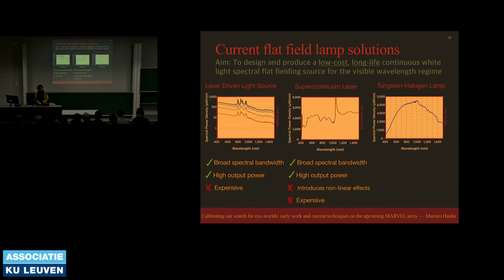The closest competitor that we had to what we chose as a white light source was the tungsten halogen lamp. And this has a broad spectral bandwidth. It is inexpensive. It does technically cover the visible wavelength regime. However, you can see that towards the bluer side of the visible wavelength regime, the power density is much lower because the lamp peaks in the near infrared. And so it has a very fixed spectral coverage.